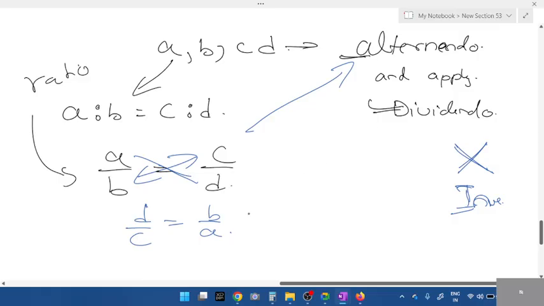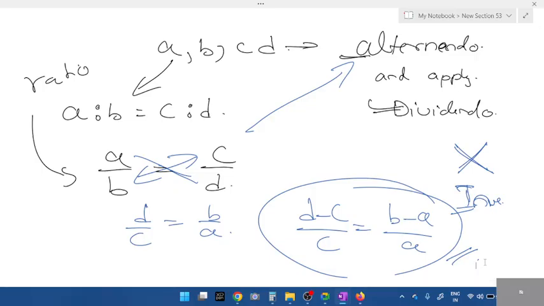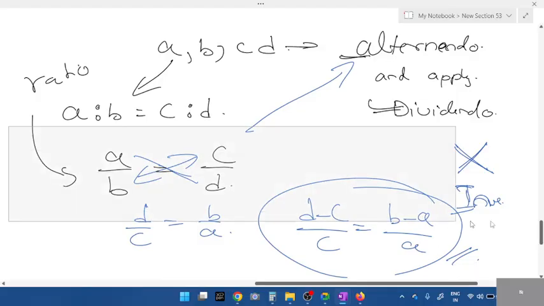How do you apply dividendo? Do you multiply, subtract or add? Subtract. A minus B by B is equal to C minus D by D, this is the answer. MCQ question. So they can ask you to apply alternando, dividendo. They can ask you to apply invertendo, componendo. Same question, if they ask you invertendo, componendo, you should be able to answer.